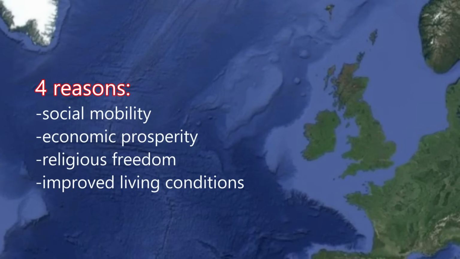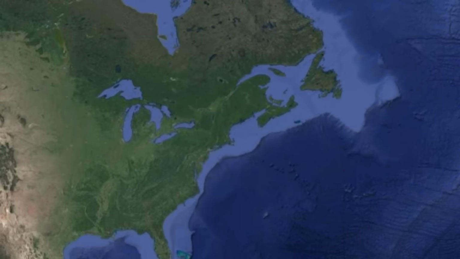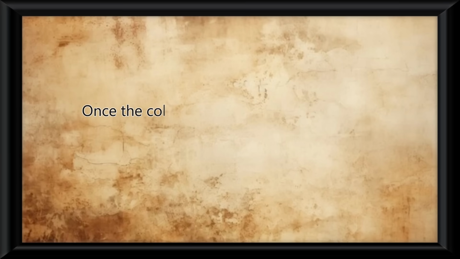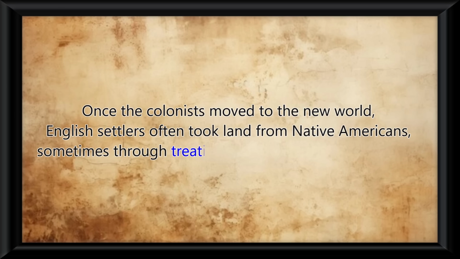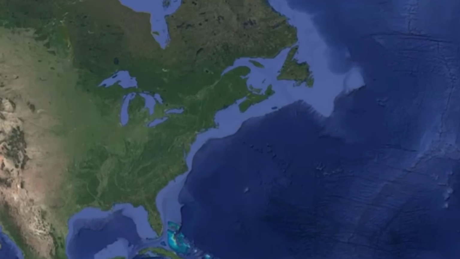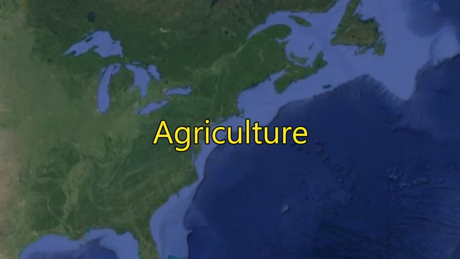And finally, improved living conditions, as the colonies offered a new life and new opportunity that could be better than living in Europe. Once the colonists moved to the New World, English settlers often took land from the Native Americans, sometimes through treaties, but more often through force. And the colonies they created centered their economies on agriculture, but more on that next.